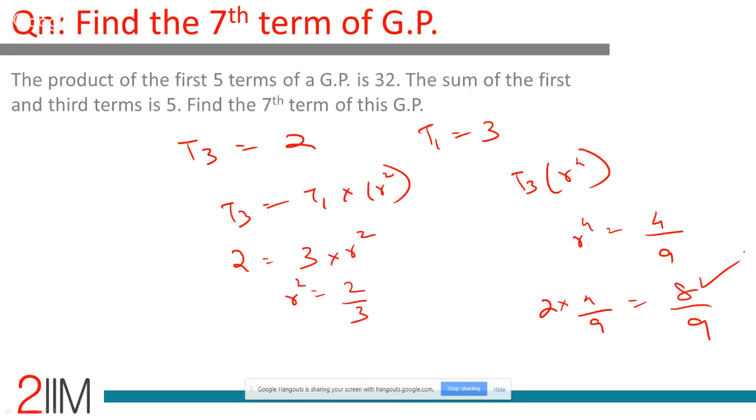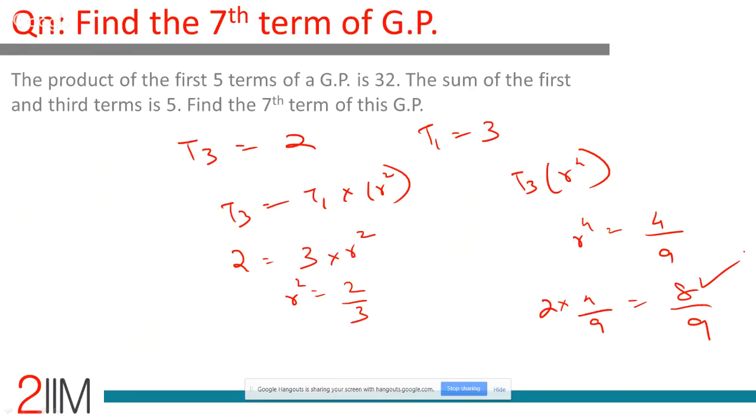Third term is 2. Sum of the first and third terms is 5. First term is 3. Common ratio square is 2 by 3. Seventh term of this GP is what we need to find. Third term we know, so let's build from there. Third term is 2, and to go to the 7th term, you have to multiply by r four times. Third term into r power 4 is the 7th term.